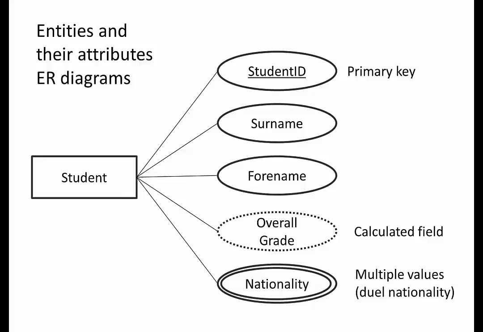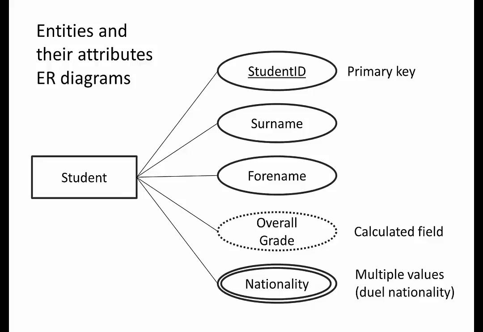The student ID is the primary key. The convention is to underline the primary key. Primary key is the unique identifier for that entity. Then we've got two normal fields, surname and forename. Notice there's nothing about text or numbers, so we don't care what data type it is, it's just got the name of it. And then we've got another one here called overall grade.